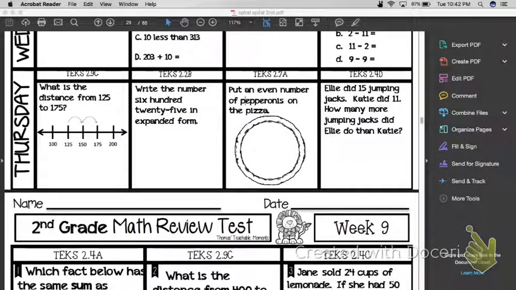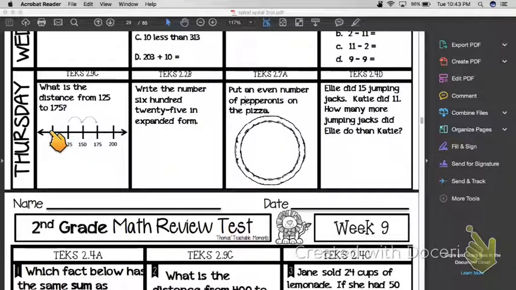The first block says, what is the distance from 125 to 175? So they want to know how far 125 is from 175. Before we can even find out how far apart they are, we need to figure out the pattern, because in these kinds of problems there's a pattern.